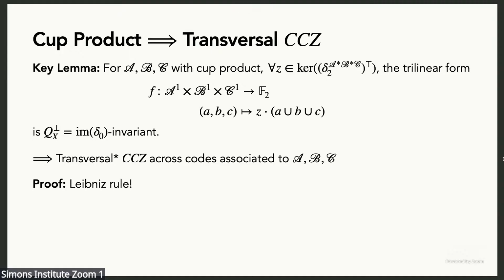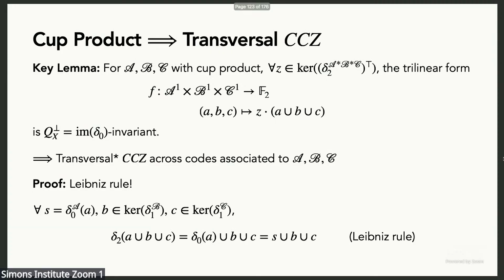And as I just mentioned, the proof of this key lemma is really simple. It's just an application of the Leibniz rule. It's literally like a 2-line proof. We just take any cochains A, B, and C. We take their cup product and apply the coboundary map. And then we get out the coboundary of A, cup B, cup C.